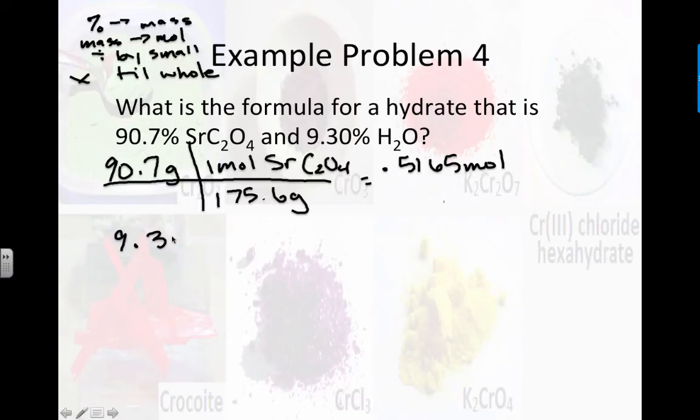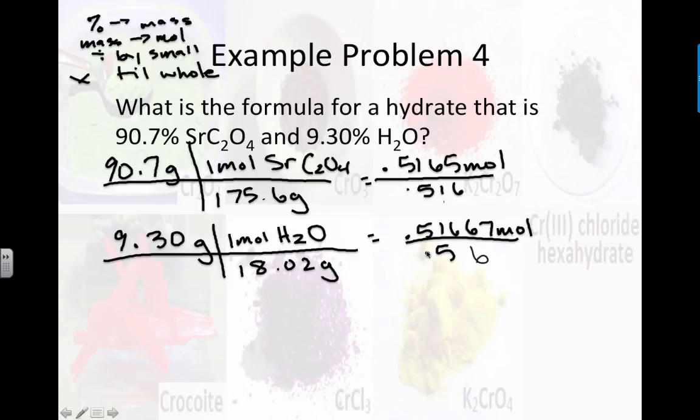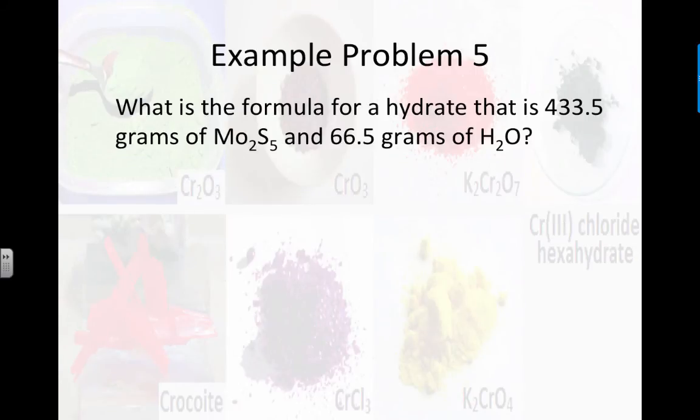We have 9.30% water. That means we have 9.30 grams of water. And for every mole of water, that's going to weigh 18.02 grams. That gives us 0.51667 moles. And I can do this one in my head already. Look, I have 0.516 or so divided by 0.516 or so. And that means I've got a 1-to-1 mole ratio, don't I? So this hydrate is easy. SrC2O4 dot H2O. Done.